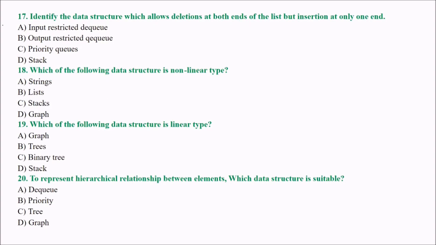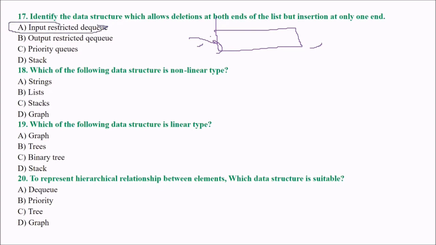Next is identify the data structure which allows deletion at both ends of the list but insertion at only one end. What this question is asking about is you want a data structure which allows deletion at both ends, you can delete, but insertion can only be at one end. So what can be your answer? The answer is input restricted DQ.